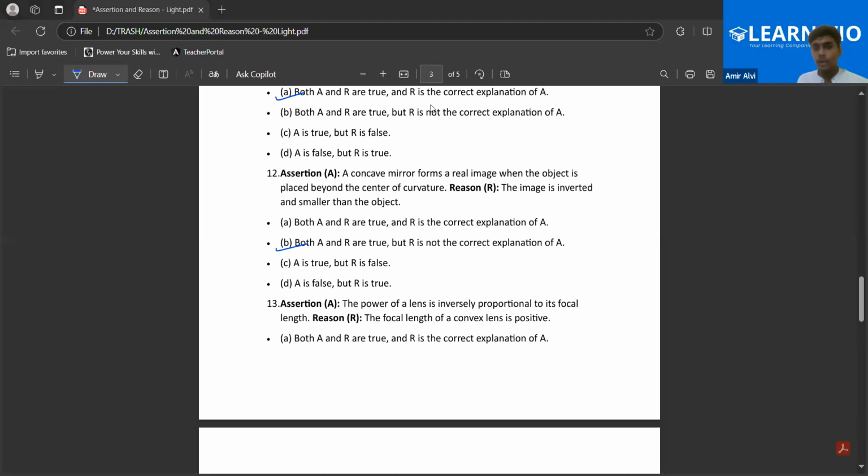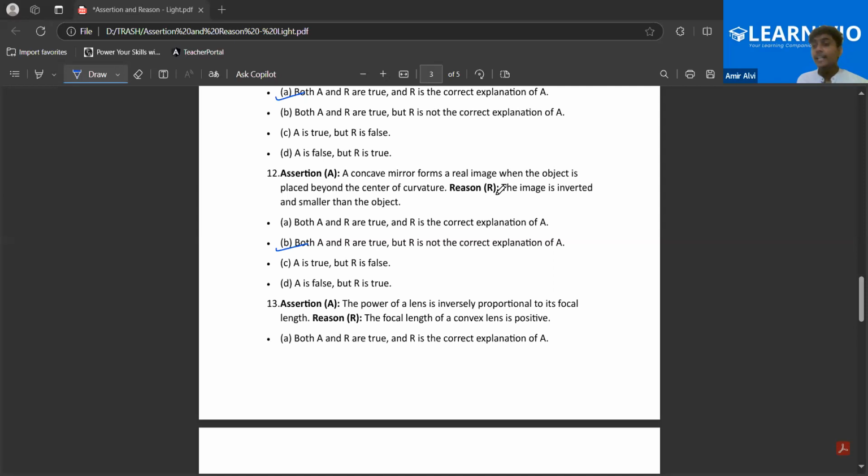Okay, Faizan, Ibad said B. Ayan said A. Maha, how did you say C? Because the image is inverted and smaller, and that is not connected to the assertion, so I was like, it might be false. No, no, no, no, no.